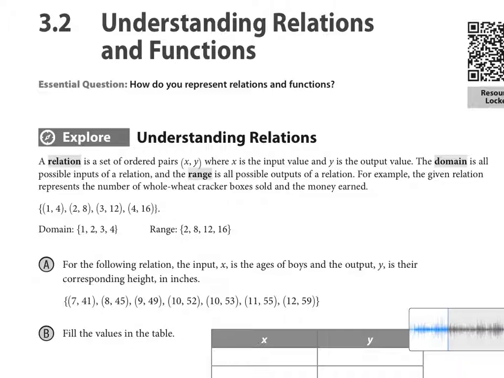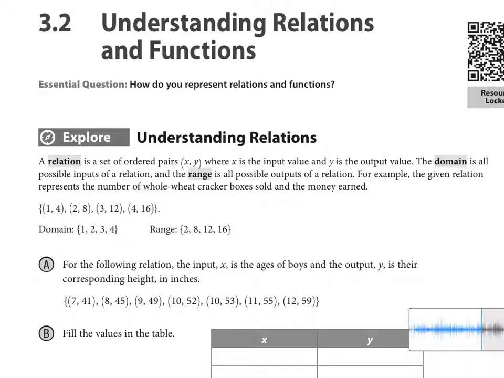So in the Explore activity that I'll go through with you, you'll see the definition of relation. It's a set of ordered pairs. So we have these x's and y's. X's, remember, make up the domain, or all the inputs, and then the y's make up the range, or all the outputs. Relation, think about relationships. X is related to y in some way.